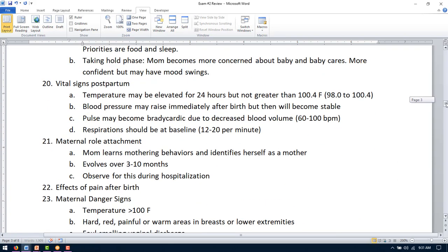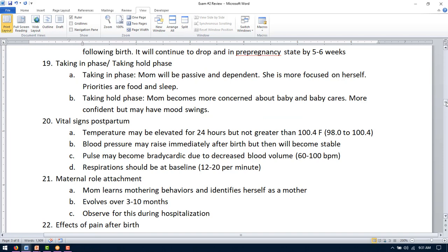Taking in is mom's pretty passive and dependent. It's right after she's delivered. She's focused on herself. She's hungry. She's tired. And she's just kind of taking everything in. Once she gets some food and some sleep, she will start the taking hold phase where her number one concern is the baby and how to care for the baby. She's going to be more confident.